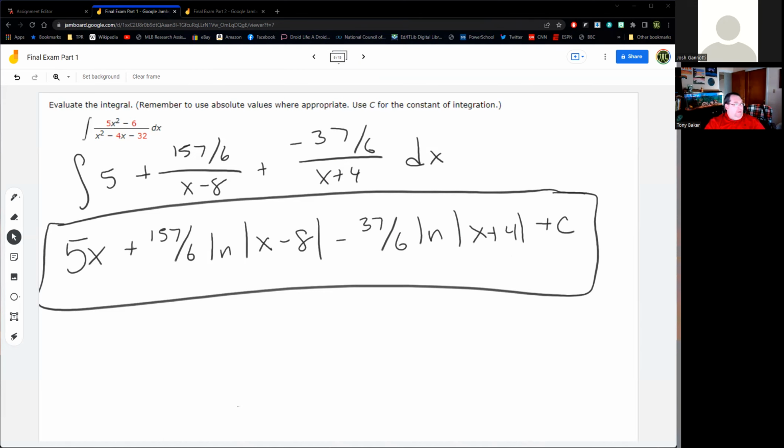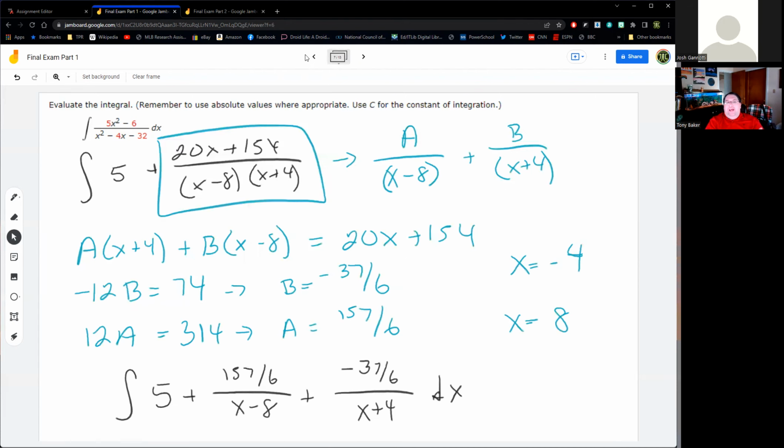Final answer for that. You will not have to do, so your integration by parts is going to be like this. You're not going to have to worry about the double denominators, and there won't be any quadratics in the bottom. So it'll be a pretty simple integration by partial fractions.